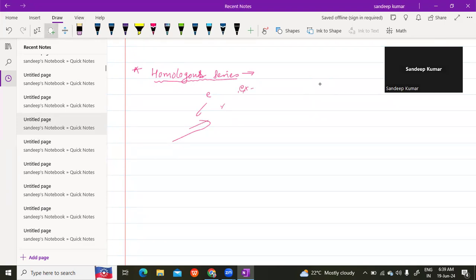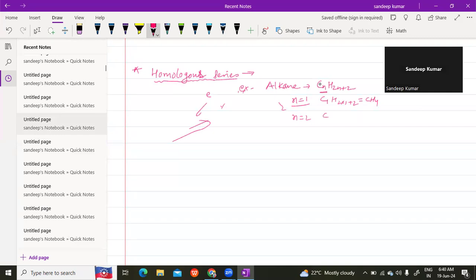Example of homologous series: alkane. What is the general formula of alkane? CnH2n+2. This is the general formula. In this, if you put n is equal to 1, what will you get? C1H(2 into 1 plus 2), that is equal to CH4. Put n is equal to 2. What will you get here?